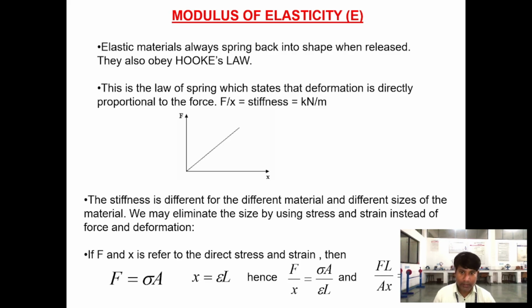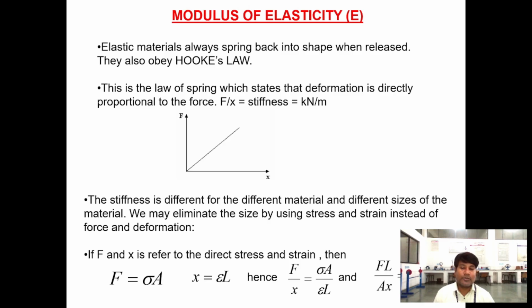Modulus of elasticity is very important. For example, take a rubber band. When we apply a force on it, it definitely deforms, which means the shape and size of the wire will change. Stress is directly proportional to strain. Stress is load upon area, and strain is change in length upon original length. In an elastic material, when we apply a force and then release it, it comes back to the original position. Elastic materials always spring back into shape when released.